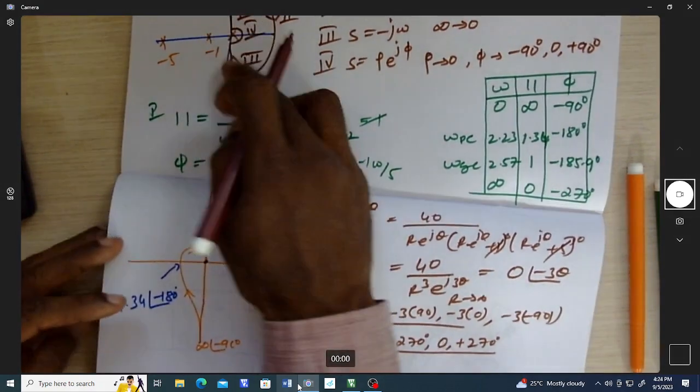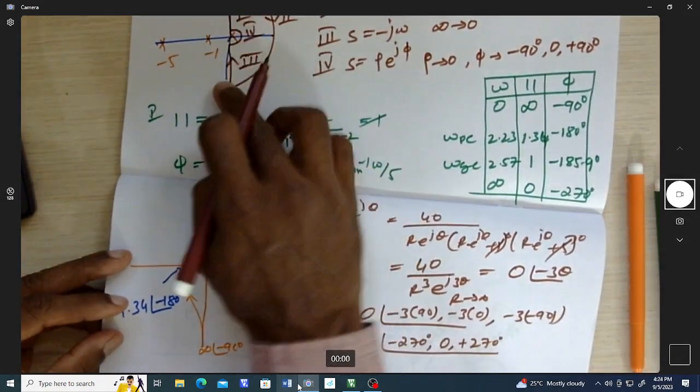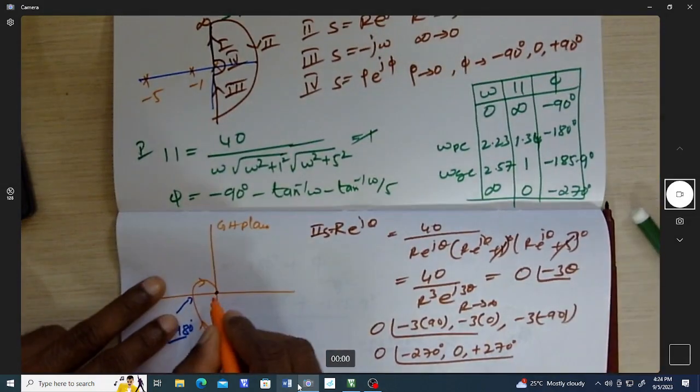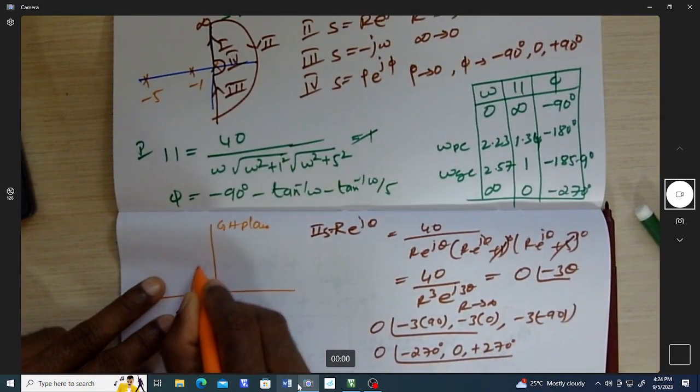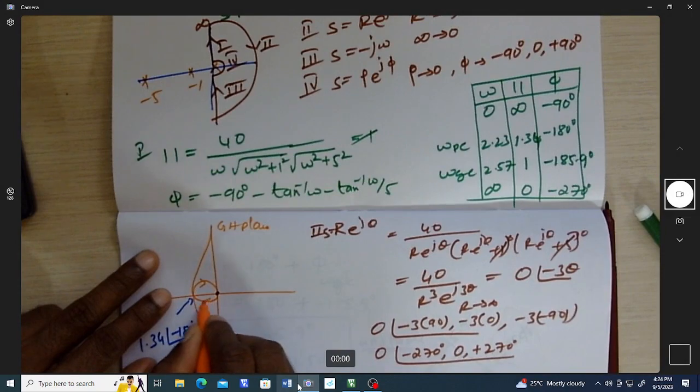Now no need to do it for the third segment. So this is done, this is done. The third segment is just the mirror image, so you write the mirror image of that. This is how it is going.